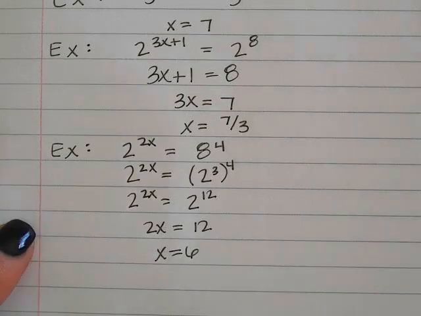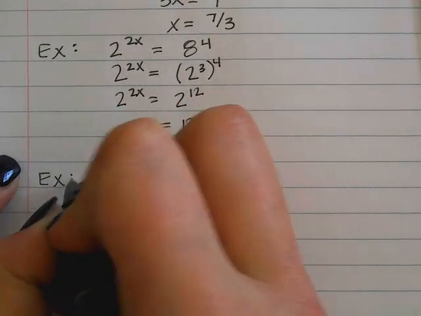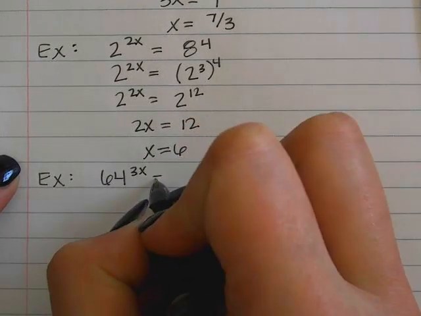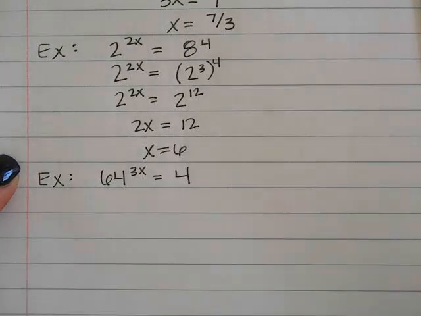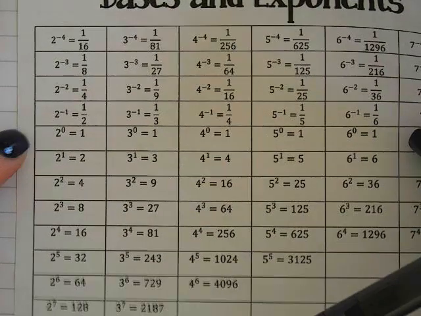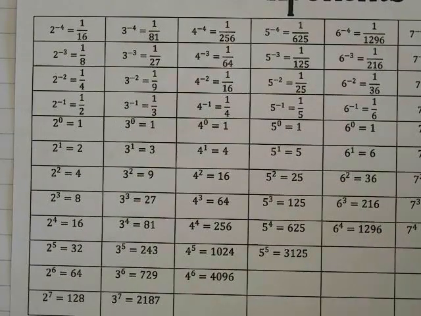Okay, let's try another one. 64 to the 3x equals 4. So again, I'm going to look on the little sheet and I want to see where 4 and 64 are in the same column. And this is actually an interesting problem because it happens in 2 columns.